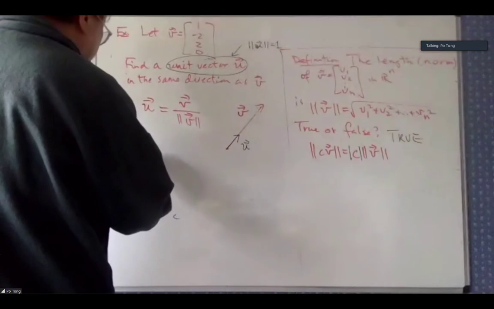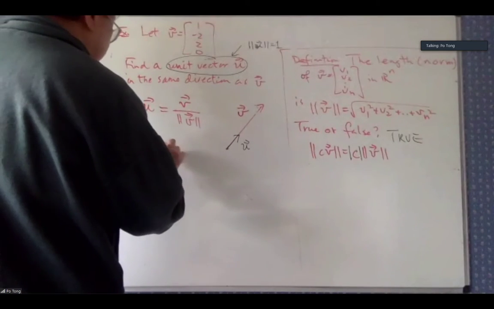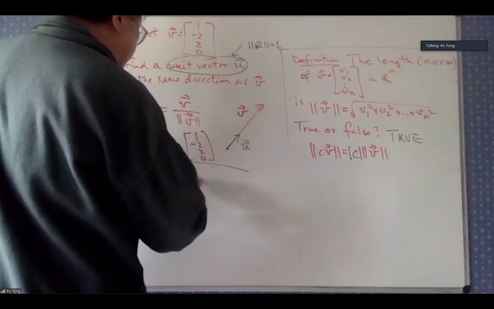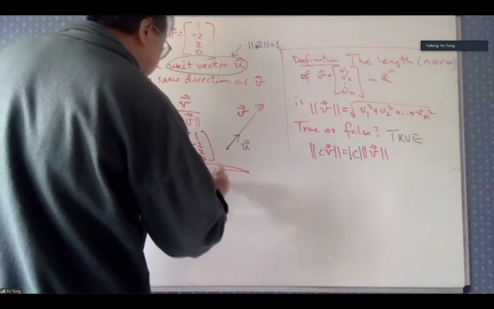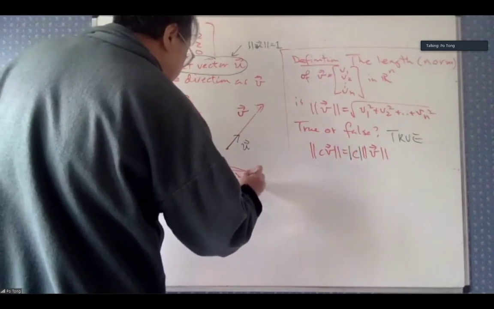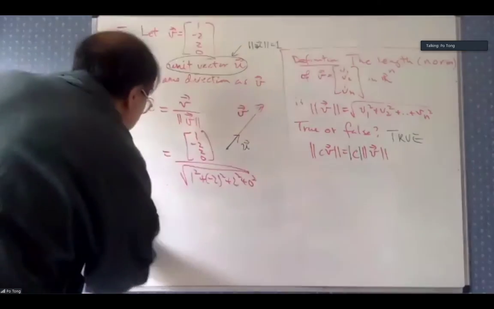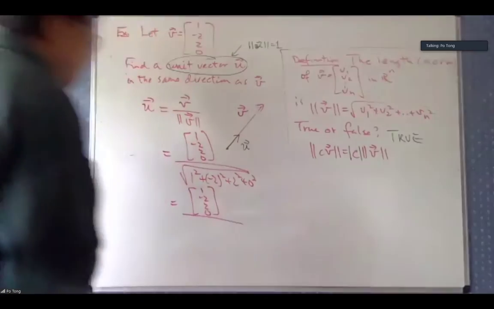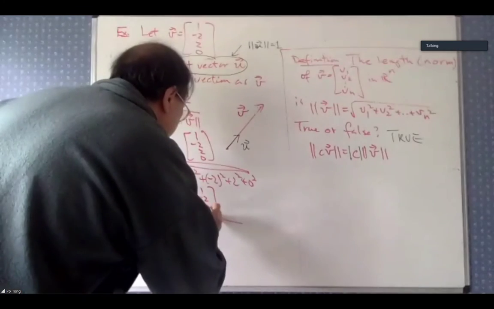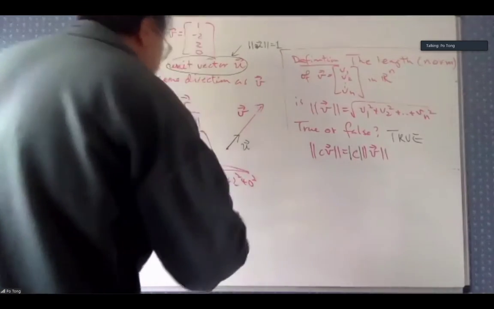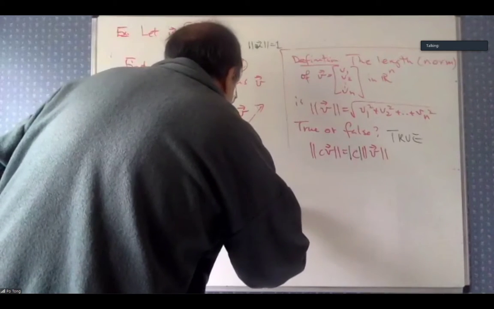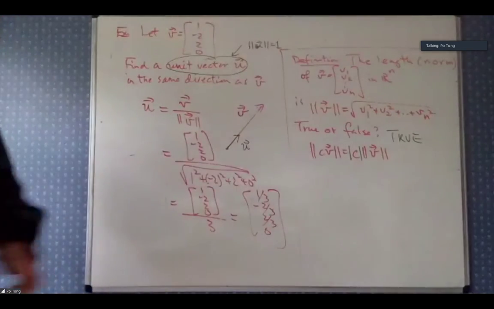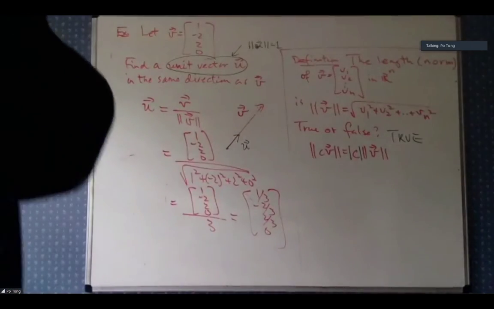So in this example, this will be my original v divided by the square root of 1 squared plus (-2) squared plus 2 squared plus 0 squared, which is going to be equal to (1, -2, 2, 0) divided by 3. So basically now I shortened the vector, but it's still in the same direction.